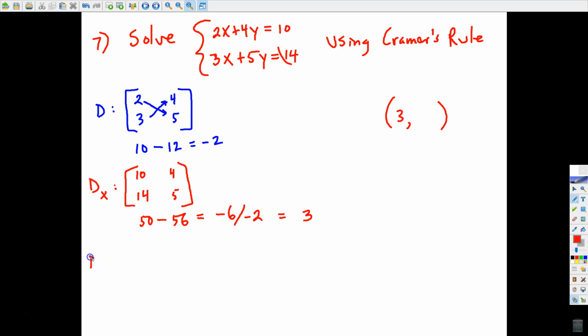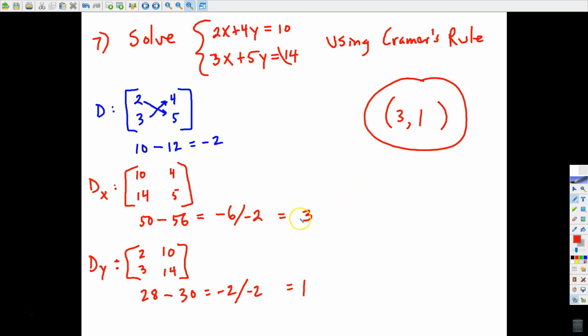Now let's find y. So D sub y, just think this time we're not going to replace the x coefficients, we're going to replace the y's. And find your determinant, so multiply this way, that's 28, minus, now multiply this way, that's 30, and that's negative 2. But don't forget, you always divide by the determinant of the coefficient matrix, that first determinant that you came up with, and we get a positive 1 value for y. So my answer here is x equals 3 and y equals 1.